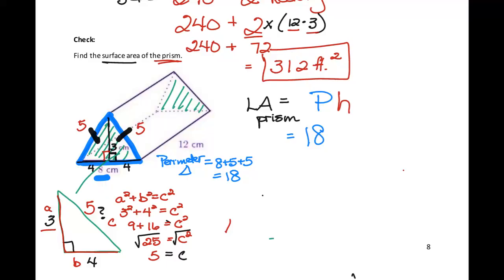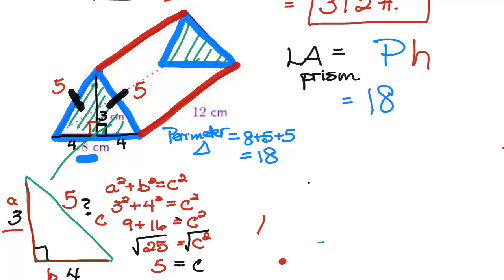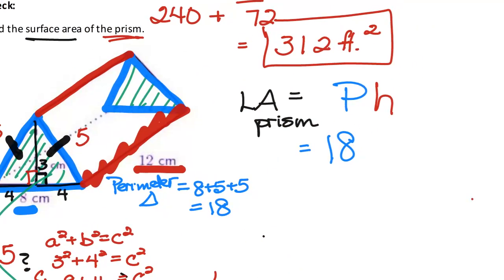The height is the distance between your two bases. Here's a base and here's a base. I need to know what is the distance between them. What is that distance in between? What is this distance right here? 12. It is 12. So you multiply by that height, which again is the distance in between, and I don't know, what is 18 times 12?